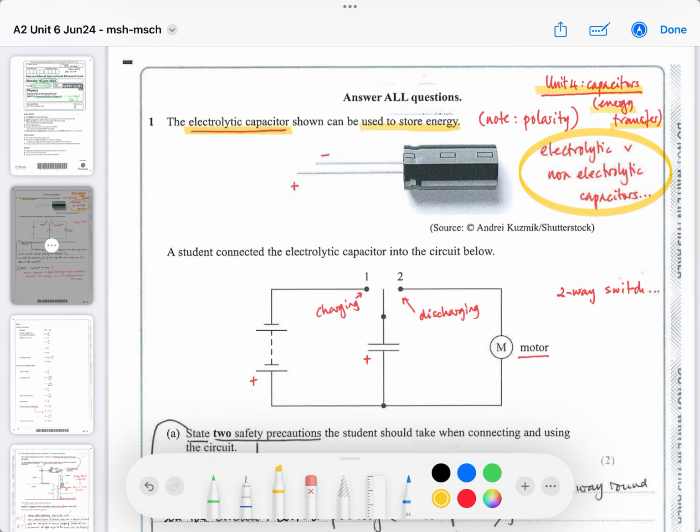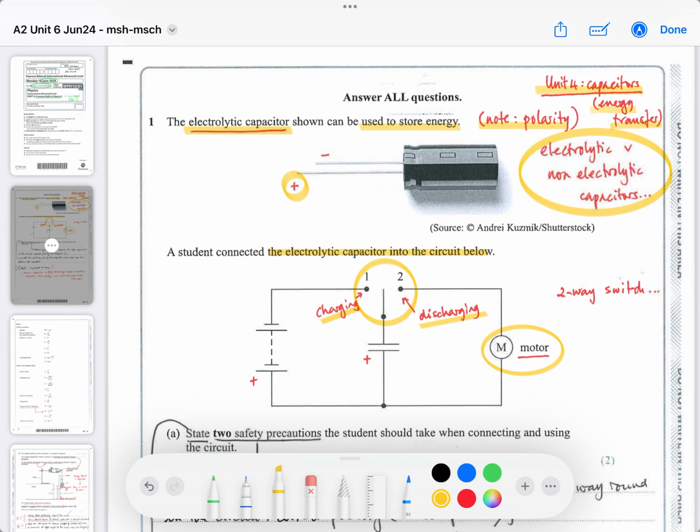obviously stores energy in the form of charge being polarized, and with an electrolytic capacitor you've got to make sure you get the polarity right. Whereas a non-electrolytic capacitor doesn't necessarily have a positive terminal and a negative terminal. That's the main difference. The student connected the capacitor into the circuit shown below. Usually we use a two-way switch, so this side with the battery on it is for charging, and the other side is for discharging, and the discharging in this case is happening through the resistance of the motor.